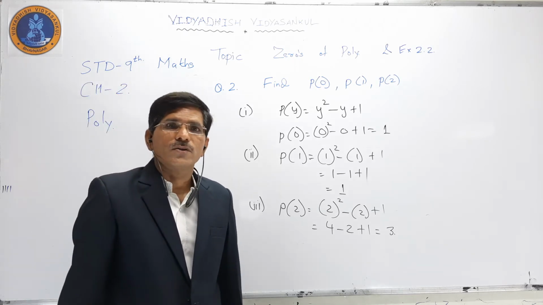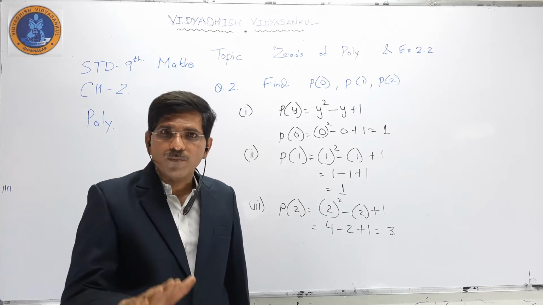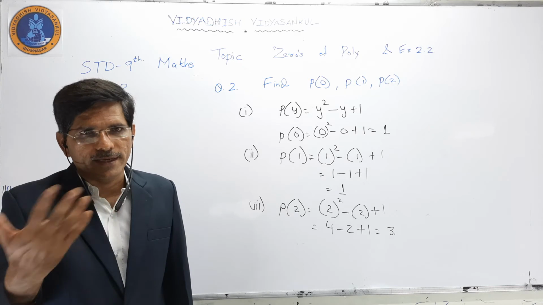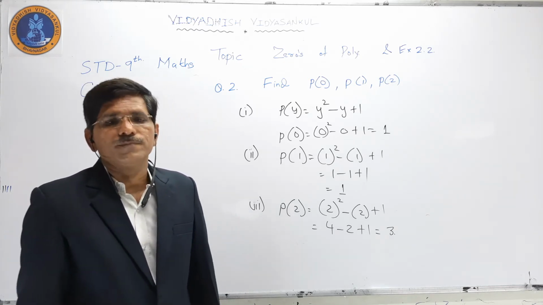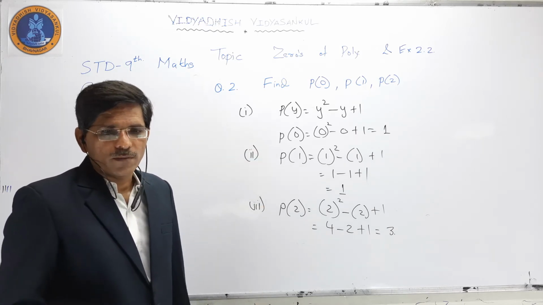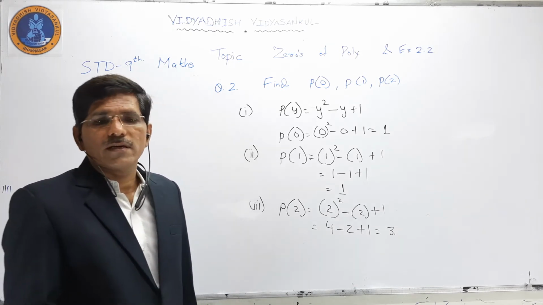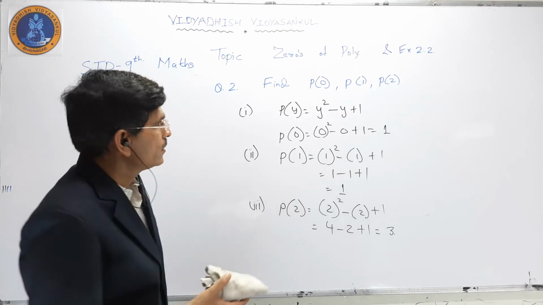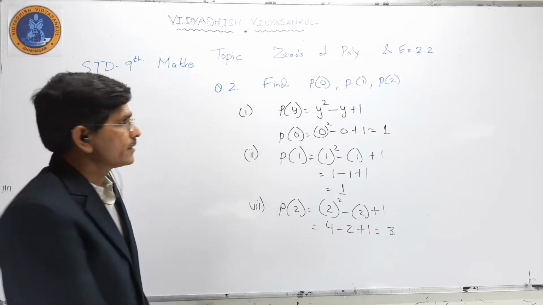Now for the third question, whether the following are zeros of polynomial or not. That is an important topic, because already in 10th standard we have discussed it. So question number 2 we have already completed. Now question number 3: verify whether the following are zeros of polynomial or not. I hope that you have written it.